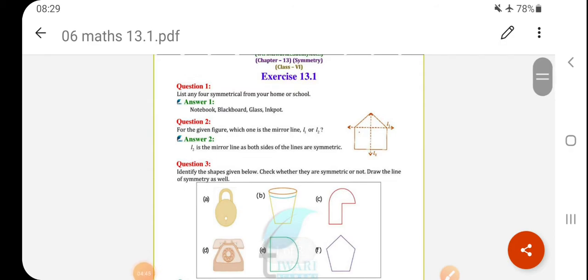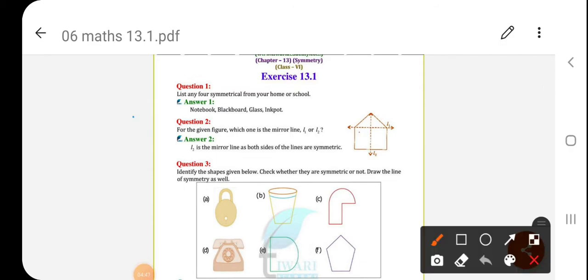Now let's see the exercise 13.1. First question, list any four symmetrical objects from your home or school. You have to list four names of symmetrical objects from the school or from the home.